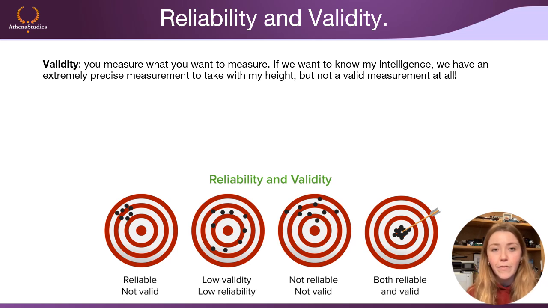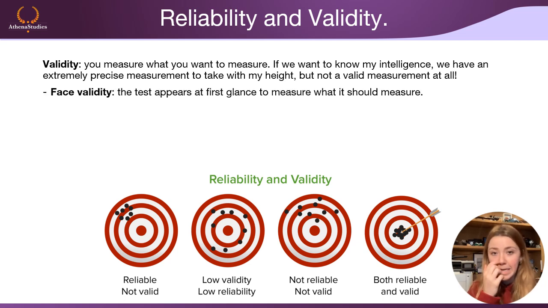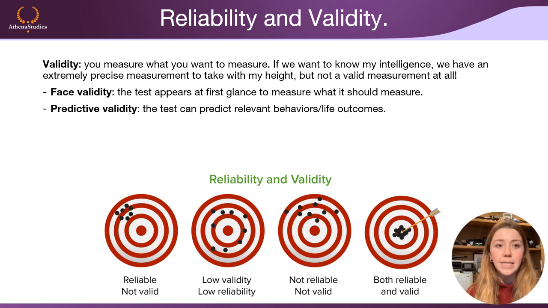Again, here we have a few ways of testing the validity. There are 5 different ways. So the first one is face validity. Here we look at the test and just see if at first glance it measures what it should measure. Then we have predictive validity. Here we want to see if the test can predict relevant behaviors or life outcomes.